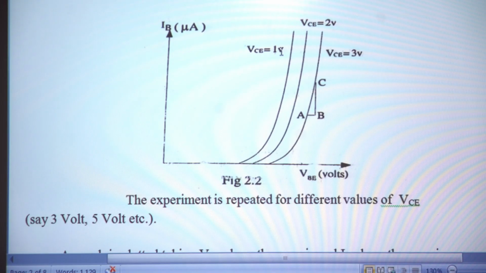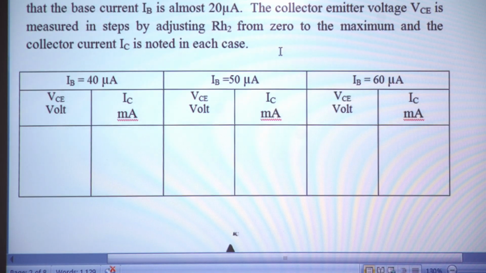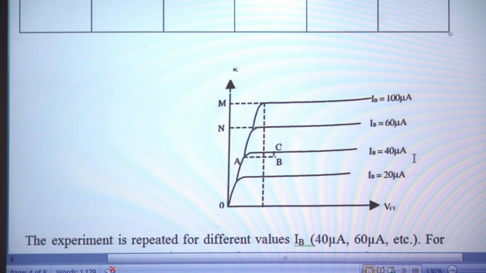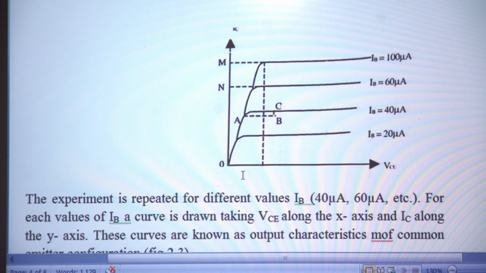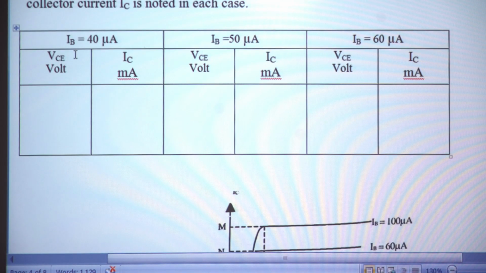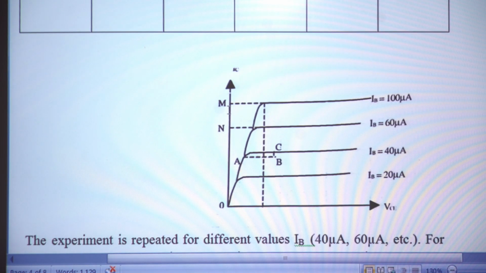So, we can see the tabular column that we used. IB is equal to 40 microampere, VCE we are changing, and for each value of VCE we obtain the IC value. Then for IB 50 microampere it is repeated, VCE changing, and we find the value of IC. Again, for 60 microampere of IB we repeat, VCE changing and IC obtained. Then we plot a graph with VCE along the x-axis and IC along the y-axis.